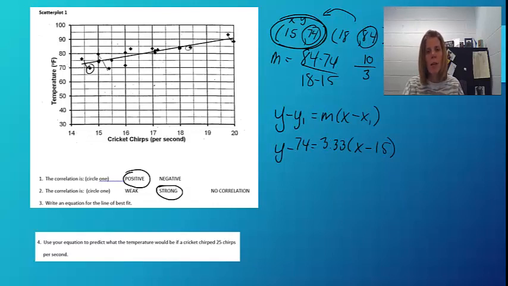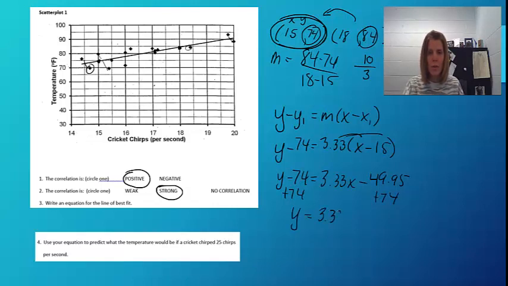All right, so now from here, we want to get rid of the parentheses by distributing, or you could draw your area model. y minus 74 equals 3.33x minus 3.33 times 15, which is 49.95. If you wanted to round that to 50, you could. Alrighty, then from here, to get y by itself, I'm just going to add 74 to both sides. So I will get y equals 3.33x, negative 49.95 plus 74 is going to be positive 24.05. So that would be my equation of the line of best fit. So I'm going to write y equals 3.33x plus 24.05.